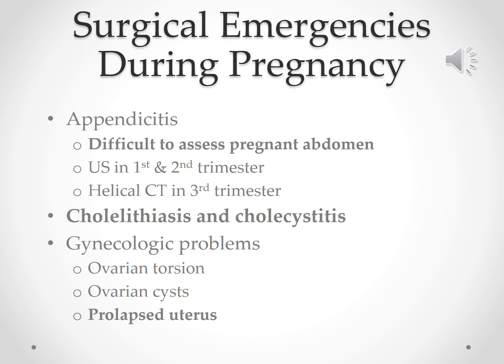If you are looking at your gyn problems: ovarian torsion, ovarian cyst, and a prolapsed uterus. Now, ovarian torsion is going to be something that's an emergency, because if you've got it twisted, then the ovary is going to have circulation cut off, it's going to necrose, and it's going to die. So we certainly don't want that to happen. So if you have an ovarian torsion, then that's going to be an interventional emergency.